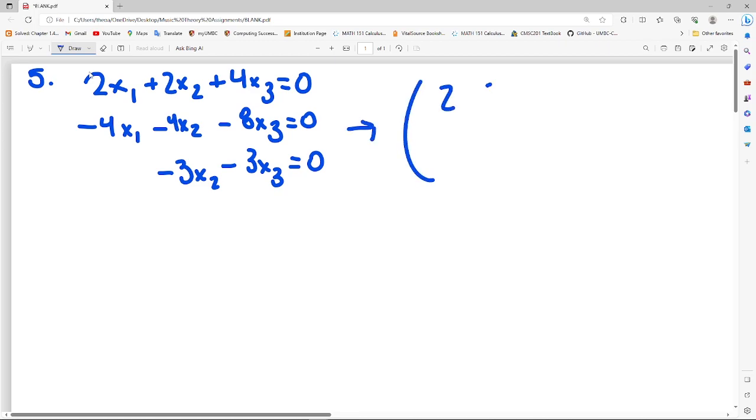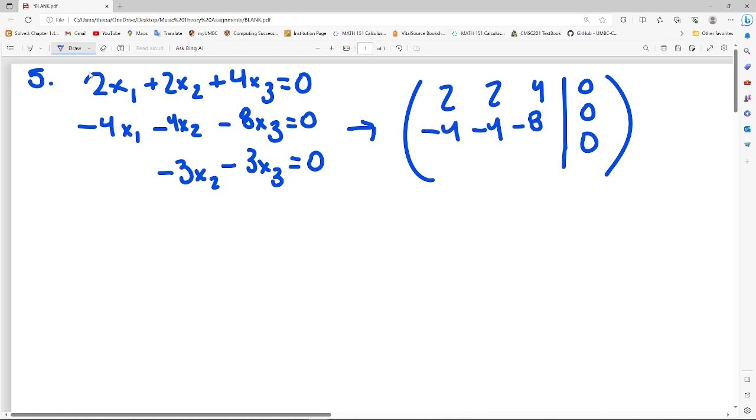So obviously when we have a question like this, we have to put it into a matrix. 2, 2, 4. And then this right-hand side is just going to be equal to 0, because it's always just equal to 0, so we don't have to do much there in that regard. Negative 4, negative 4, negative 8. 0, negative 3, negative 3.